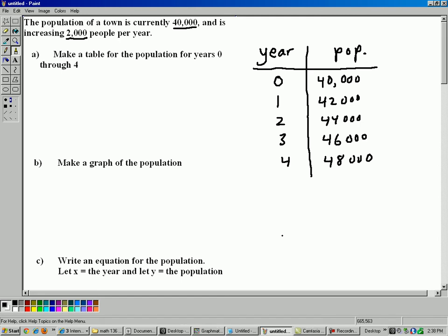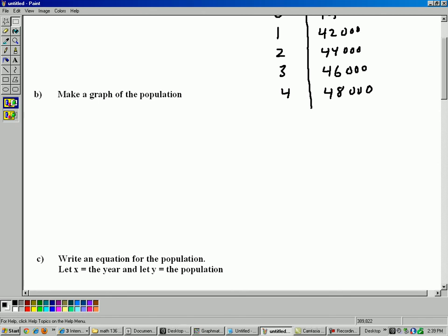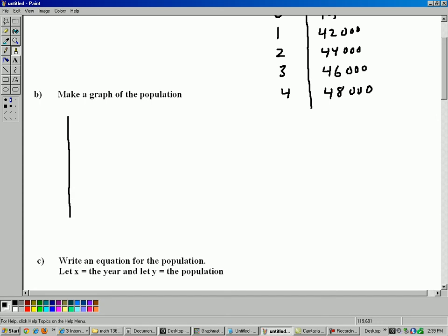Okay, part B, make a graph of the population. So we can just take our table right here and make a graph out of it. First of all, we need a little bit more space here. Let's move part C down a little bit. For scaling on the x-axis, x is years. So I'll just go by ones because we're going 1 year at a time. So here's 0. I'll just put a little tick mark. That's 1 year, 2 years, 3 years, 4 years.